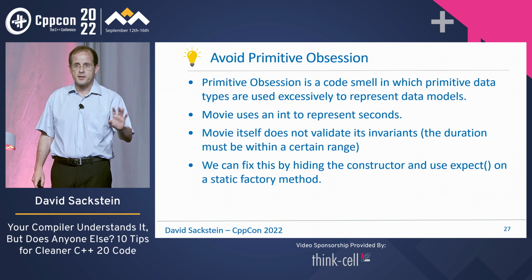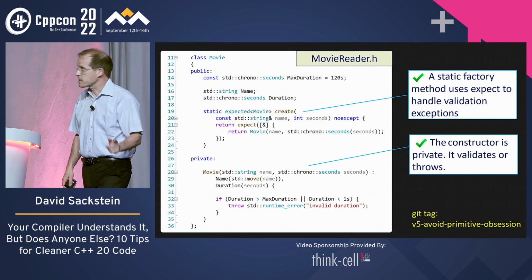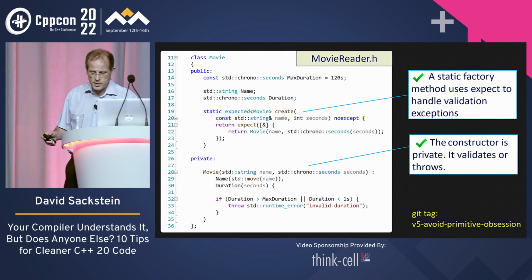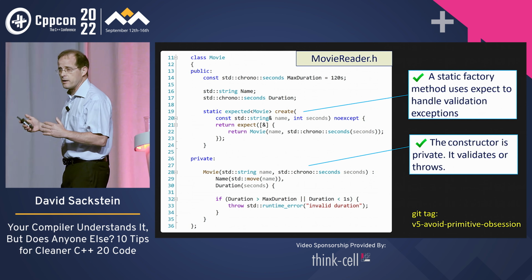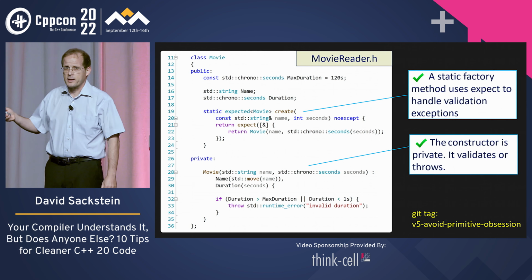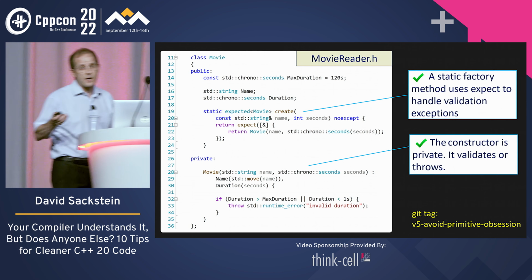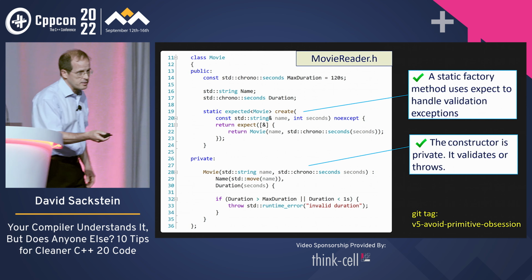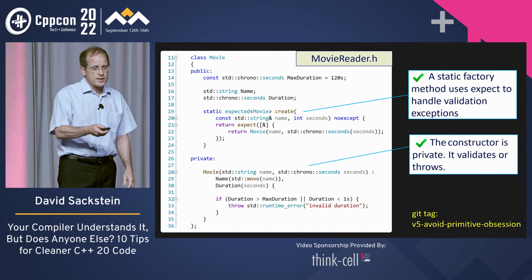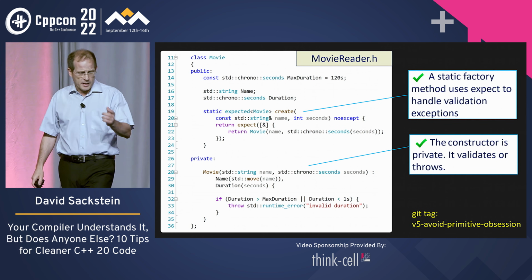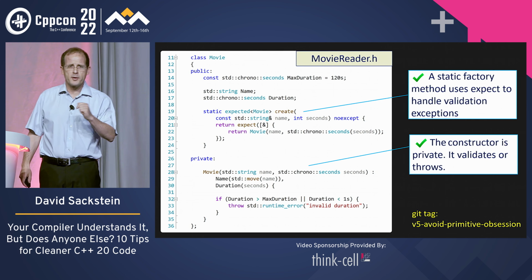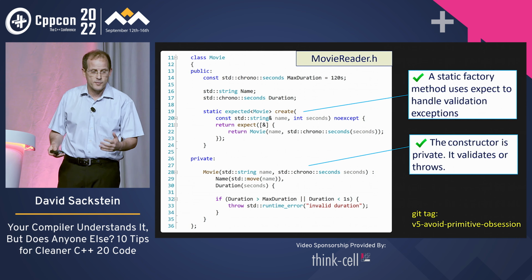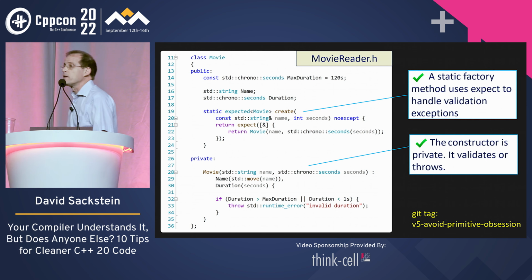But we can fix this, and here is a tip to fix it. What we can do, as you can see here in the code, is to make movie not just a simple struct, but to make it into a fairly clever object. This clever object has a non-default constructor, which is private. Therefore, the only way to create an object of type movie is to use the static factory method that has been provided. If you look at the bottom, you can see that the movie constructor will throw an exception if the invariants of the class are not met. So if the duration is negative or it's above a certain value, then it will throw an exception.